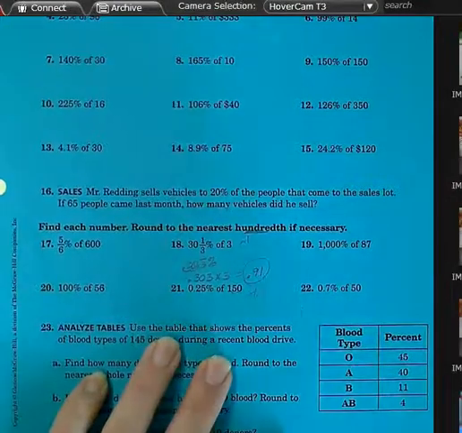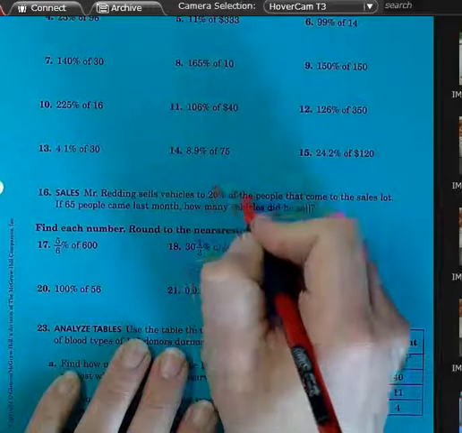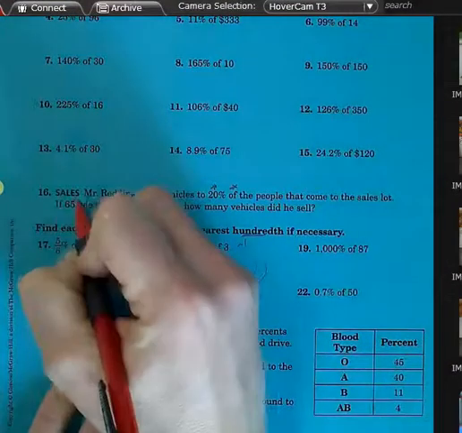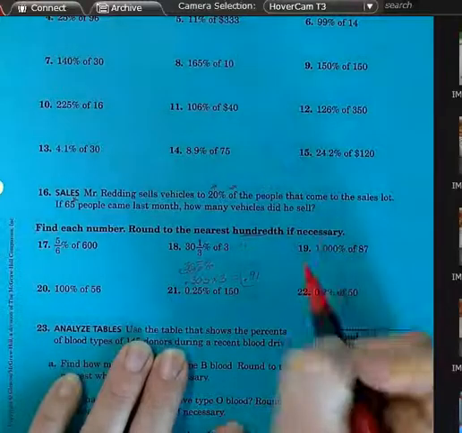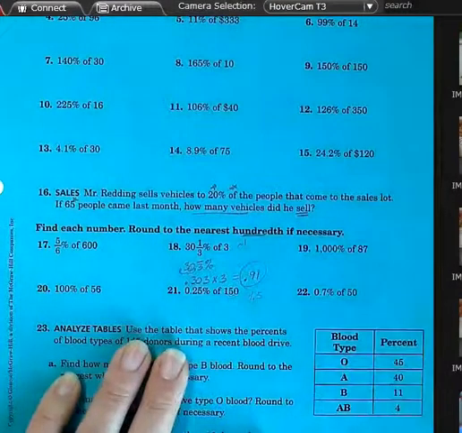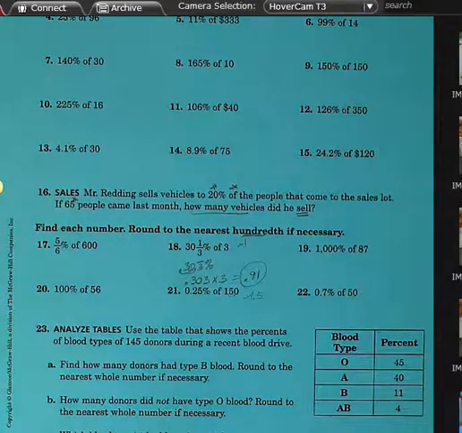Mr. Redding sells vehicles to 20% of the people that come into the sales lot. There are 65 people that came last month. How many vehicles did he sell? Not how many are left over. How many did he sell? So I promise, reading errors start to pop up in chapter 6. Because we could ask how many are left over, right? He wants to know how many sells. So what are we going to do to set this up? What are we trying to find?